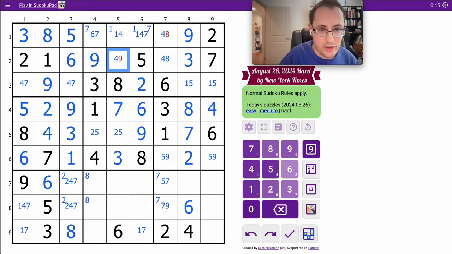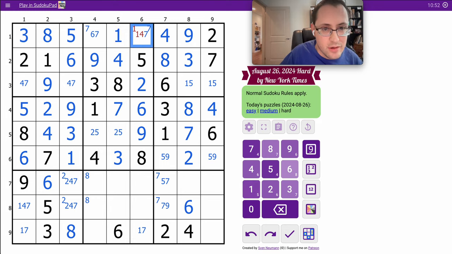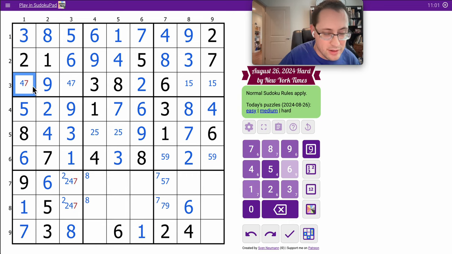Let's see what else I can do. 9, 4, 8, 4, 1, 7, 6. Go in that order. This is forced to be a 1, which places that to be a 7. 2, 4 makes this a 1. That's 4. This is 7.